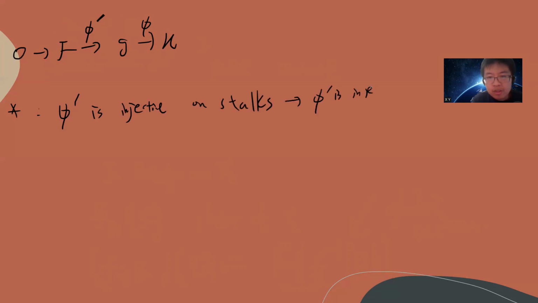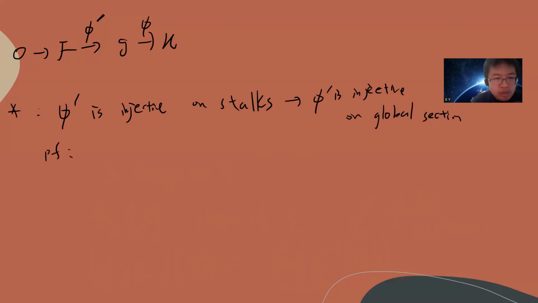So let's prove this. Let's write down some definitions. Let's call this phi, and let's use phi prime. The first one is very simple: let's prove that phi prime is injective. Phi prime is injective on stalks, so we need to prove that phi prime is injective on global sections on any open set U. But this is just the sheaf property, so this is simple.